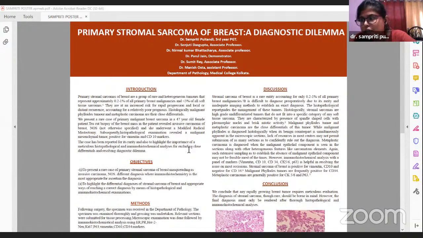Malignant phyllodes tumors are frequently positive for CD34. And metaplastic carcinomas are generally positive for CK5/6 and P63. So here we conclude that any rapidly growing breast mass requires meticulous evaluation. The diagnosis of stromal sarcoma, though rare, should always be borne in mind. However, the final diagnosis must only be rendered after thorough histopathological examination and immunohistochemical analysis.